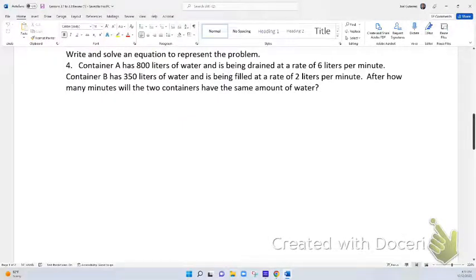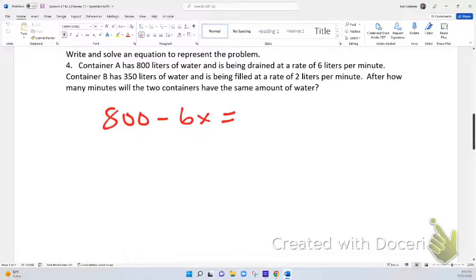Tomorrow you will be expected to be able to read a word problem, and then you're going to have to write and solve an equation. So here we go. Container has 800 liters of water. So you can't change that. It has 800 liters of water. And it is being drained. Drain means that you're taking it away. You're taking away 6 liters per minute.